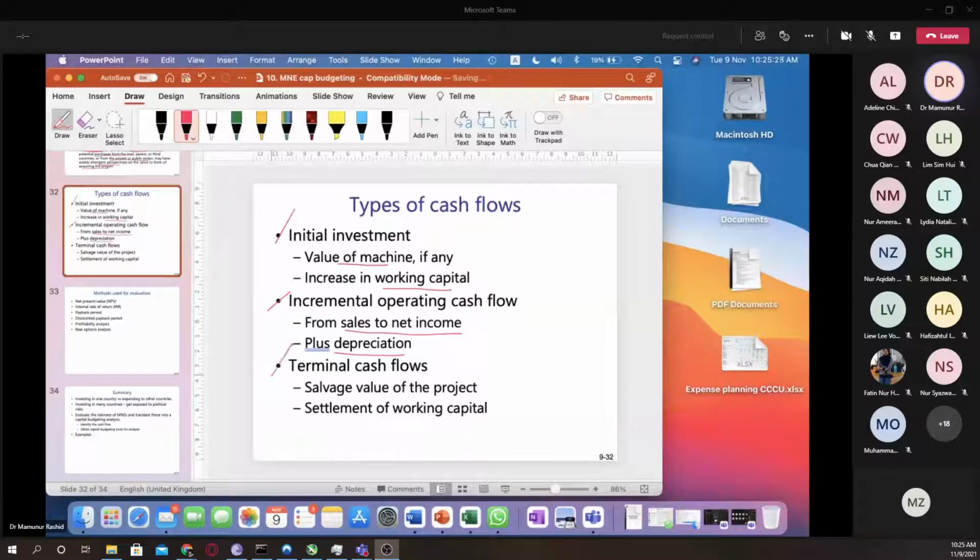Finally, you have the terminal cash flow or the ending cash flow. That is basically the salvage value of the project, or the selling price of the project after tax and settlement of the working capital. The working capital that you have started working here, you need to settle it in the last stage. So these are the three major types of cash flows that we'll be dealing with. Once again: initial investment, incremental operating cash flows, and terminal cash flows.